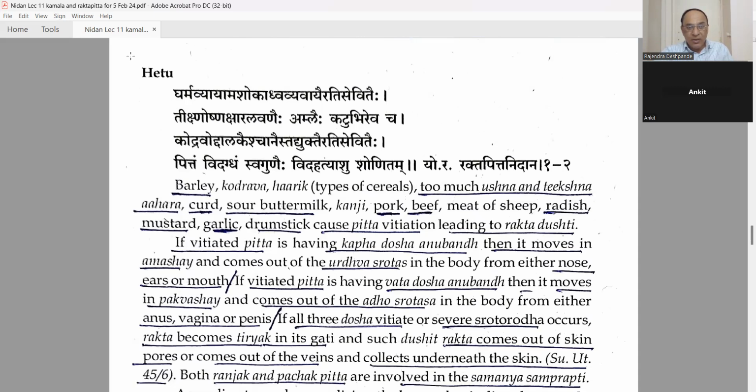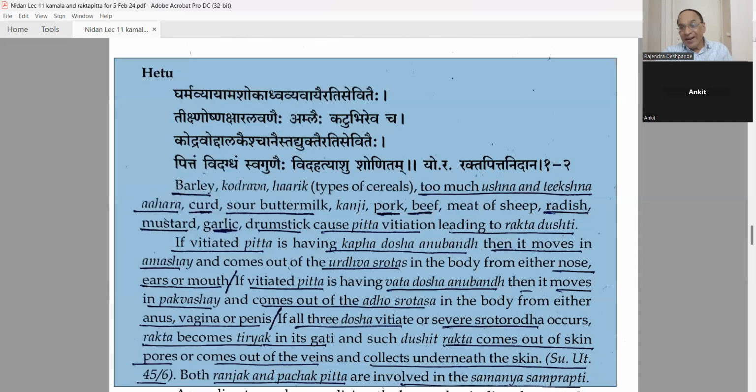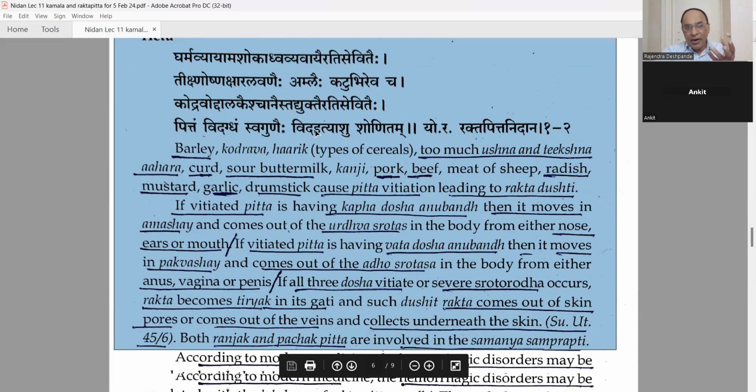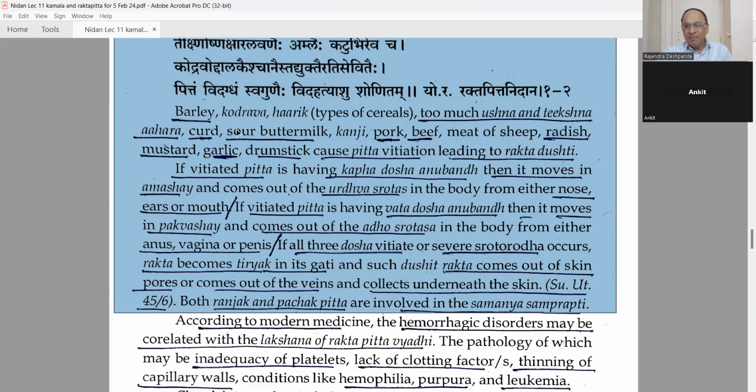Now we will discuss the causes of Raktapitta. These are very important because I request, whenever you get any patient of ITP, or any Cooley's anemia, hemolytic anemia, warn them that this type of food and lifestyle should be avoided. The shloka is not easy to remember. Forget it. Okay.